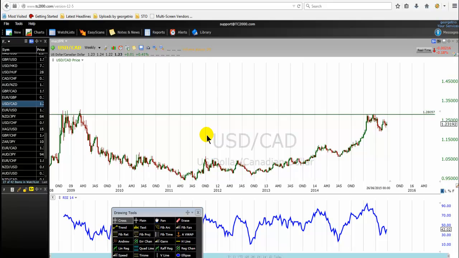The next thing you want to understand if you are trading the US dollar, Canadian dollar currency pair is that it is also negatively correlated to the leading currency pair, the euro dollar currency pair.